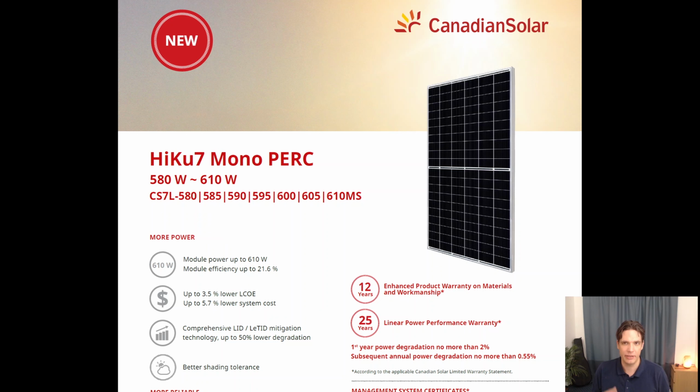If you have a look at a solar panel data sheet, for example this Canadian Solar IQ7 Mono PERC solar module, you can see here at the bottom subsequent annual power degradation of no more than 0.55%. So about 0.5% of power loss per year. Also the first year you'll have about 2%. That is just due to light-induced degradation, and all solar panels lose a lot more power in the first year than subsequent years. Here they also mention LCOE, where they say when you use this panel you'll have a 3.5% lower LCOE.